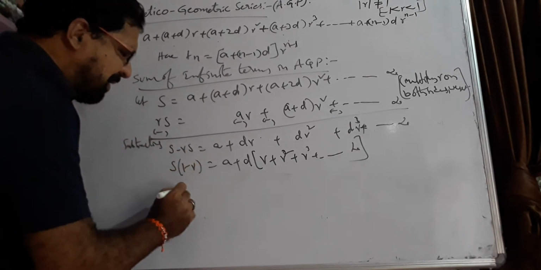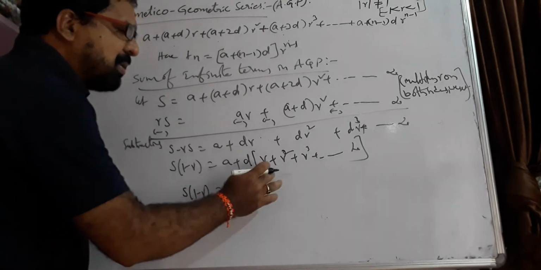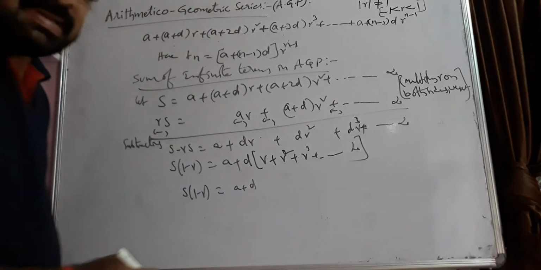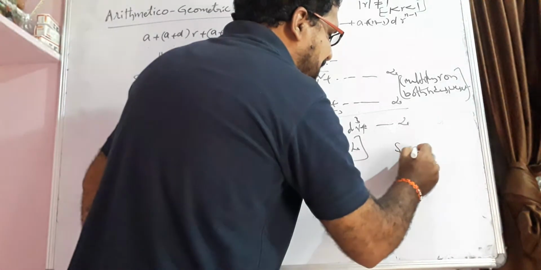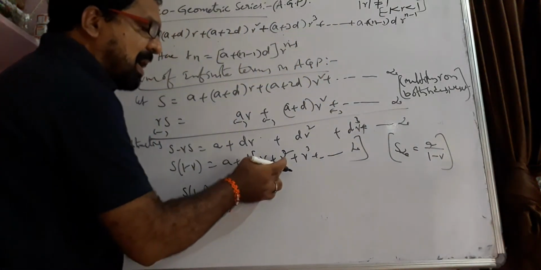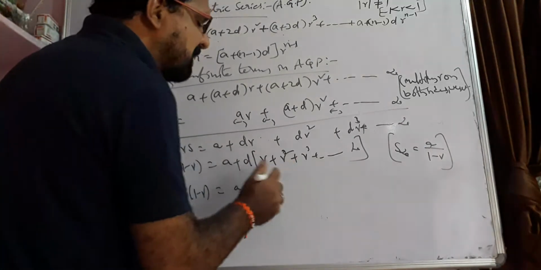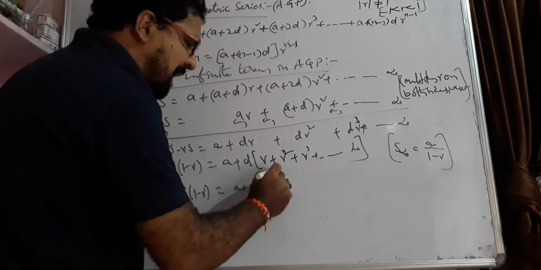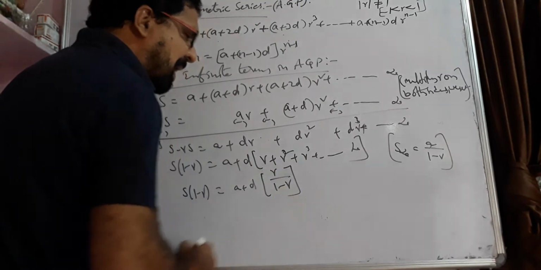Now here S of 1 minus r is equal to A plus d into this. By seeing this one, we are going to get infinite terms in GP, because it is a GP. The formula for infinite terms in GP is S infinity is equal to a by 1 minus r. Here the common ratio is r only. R square by r is nothing but r. R cube by r square is also r. Common ratio is r only. So here the first term is a, which is r. Nothing but r by 1 minus r.